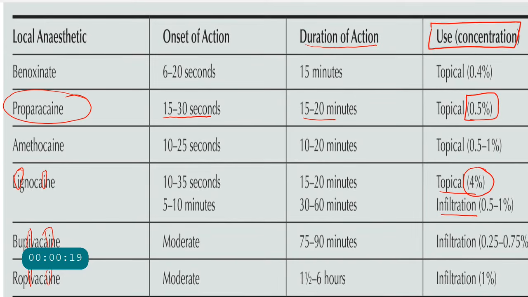Then bupivacaine is slightly longer acting compared to lignocaine, and that's the reason bupivacaine is commonly added to lignocaine to prolong its action. You can see the duration of action is about 90 minutes, and the concentration ranges from about 0.25 to 0.75%. However, the commonly used one is 0.50%. Then we have ropivacaine. Ropivacaine has a very long duration of action, almost 6 hours, and the concentration is 1%.